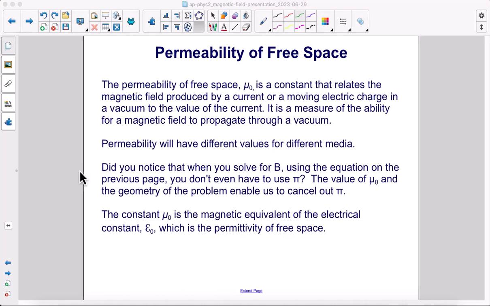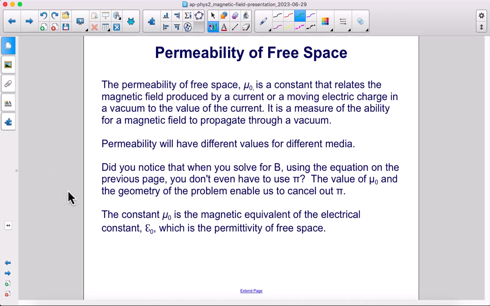The permeability of free space, mu0, is a constant that relates the magnetic field produced by a current or a moving electric charge in a vacuum to the value of the current. It is a measure of the ability for a magnetic field to propagate through a vacuum. Permeability will have different values for different media.